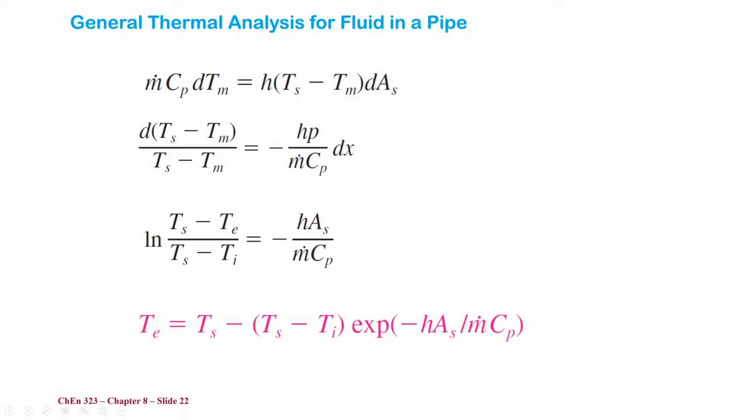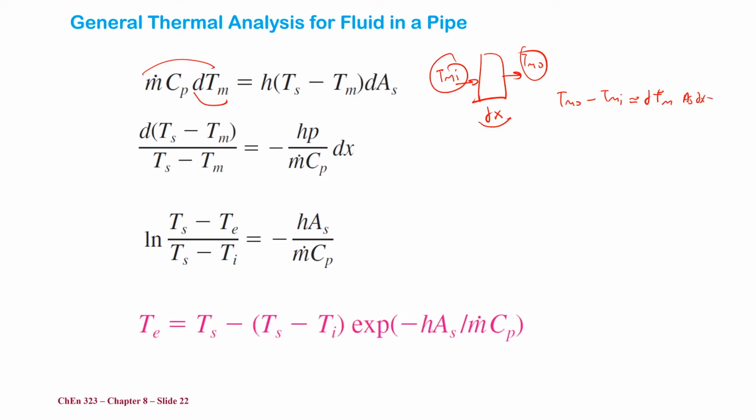So how do we analyze this? So we have m cp delta T. Just like we did in the previous case, we have the control volume, this is dx. So we have Tm inlet, outlet. If this is differential, then we have dTm. The difference between these two, Tm out minus Tm in, is equal to dTm as delta x goes to 0.